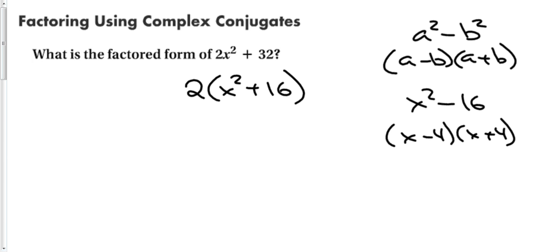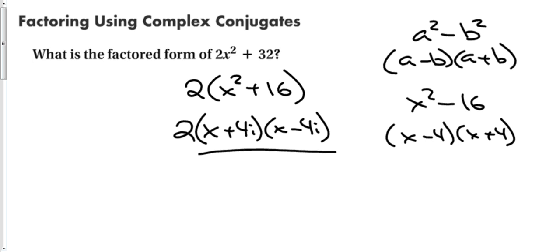But it doesn't say x minus 16. It says x plus 16. So when I have the sum of squares, I can factor it using the properties of i. So this would factor into x plus 4i and x minus 4i. Because when I multiply two complex conjugates together like this, I get the sum of squares, like we saw a few pages back. So when we have the sum of squares, you can factor it using complex conjugates.